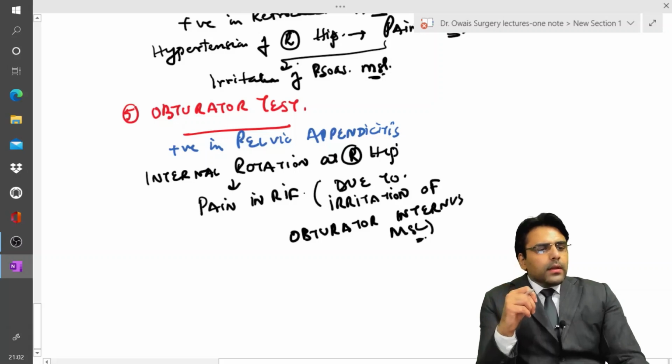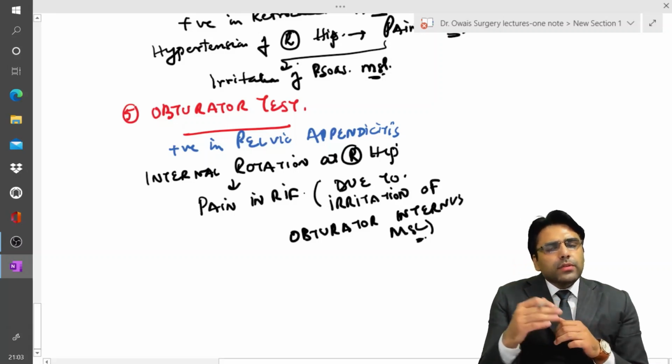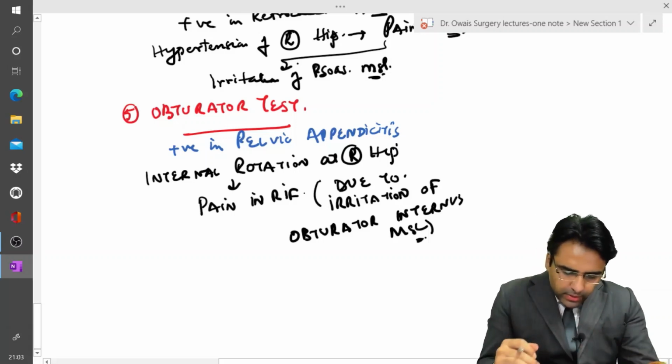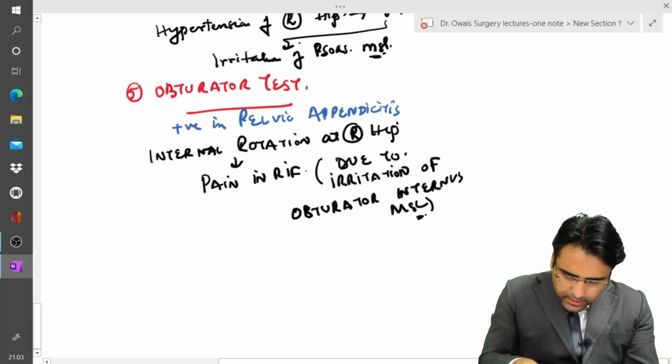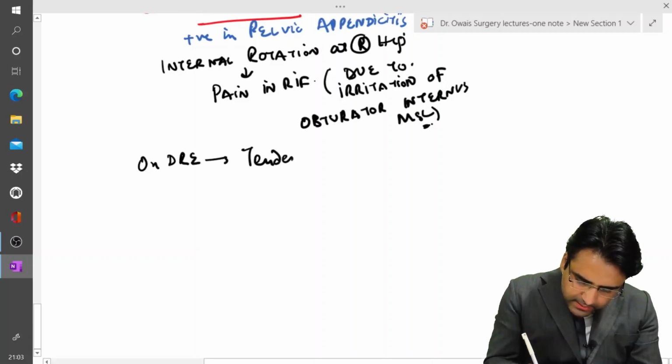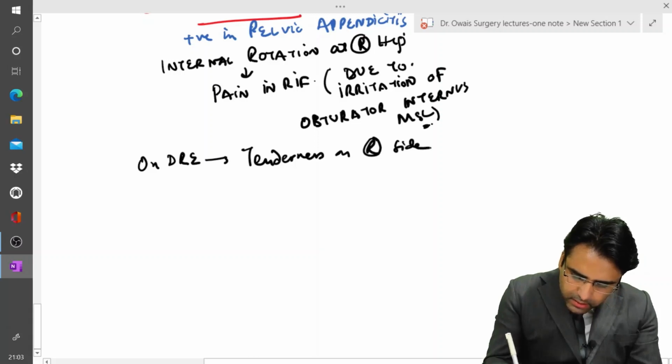Clear? Now in these patients, if we do the digital rectal examination, what we will find is tenderness on the right side of the anal canal.